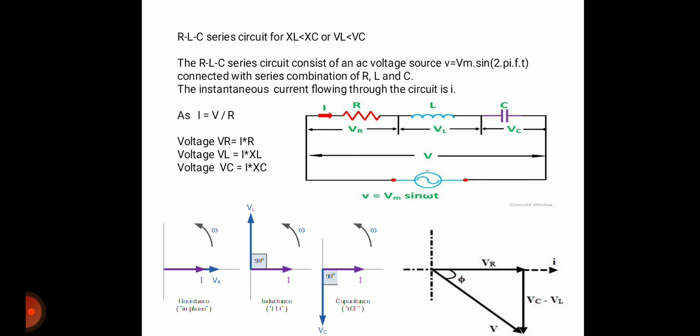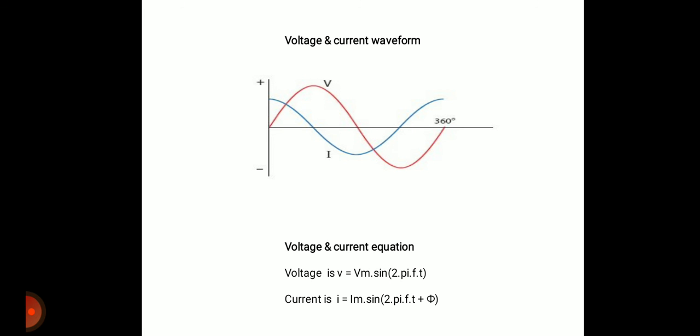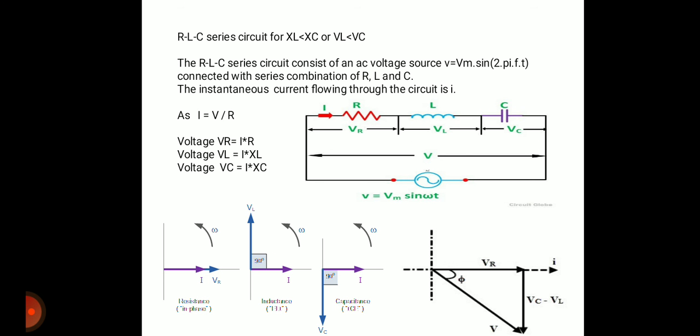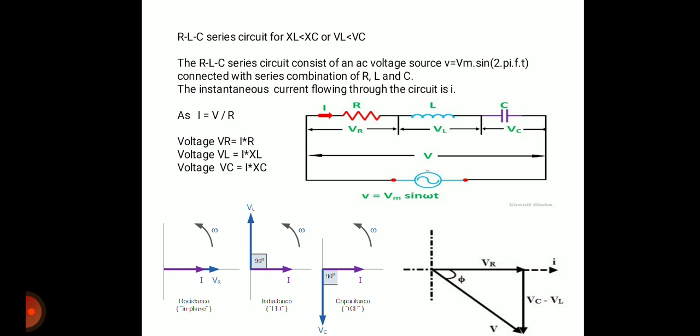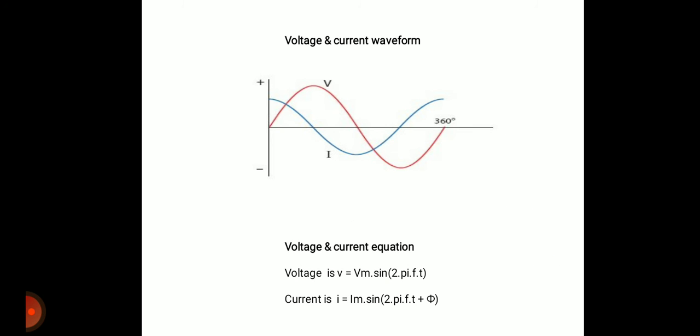You can see in the phasor diagram, supply voltage V lags current I by theta degrees, or supply current I leads voltage V by theta degrees. That is the phasor diagram. Now the voltage and current waveforms. As given in the phasor diagram, voltage lags current by theta degrees. So you can see in the voltage and current waveforms that current is leading voltage by theta degrees. Current is leading and voltage is lagging.